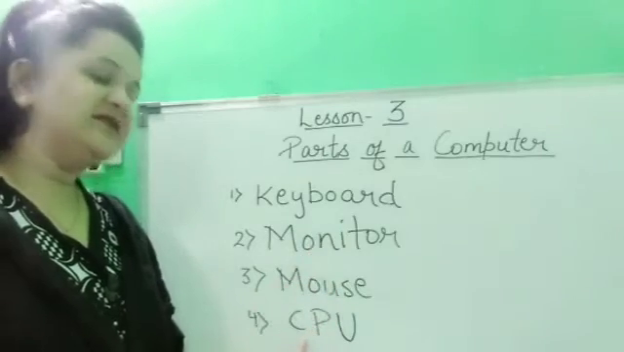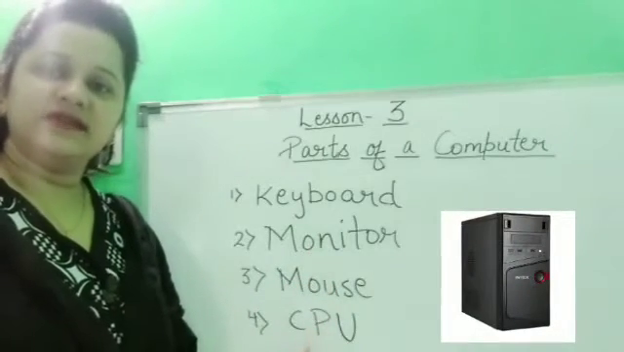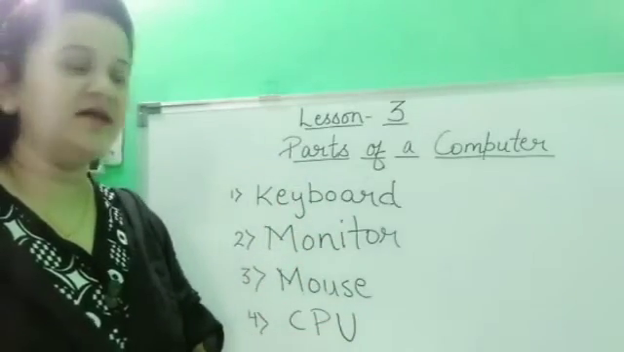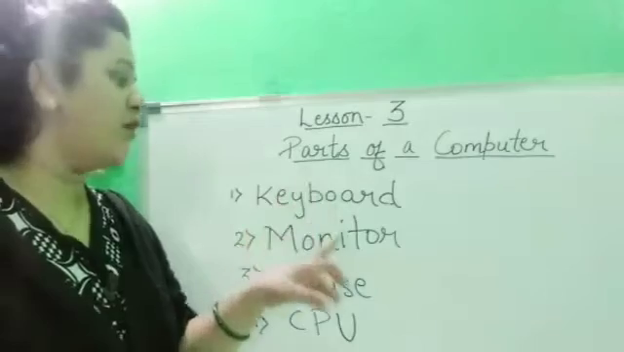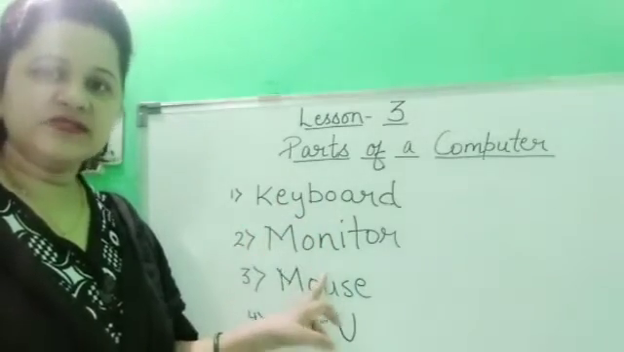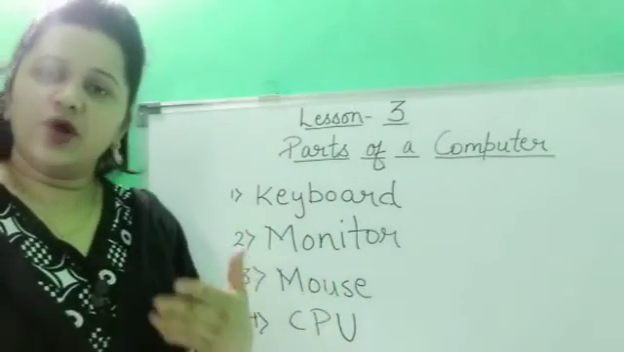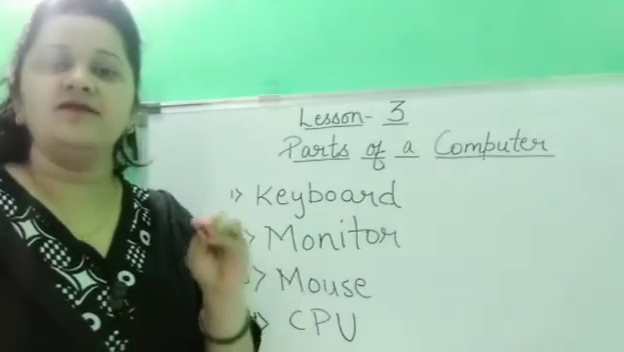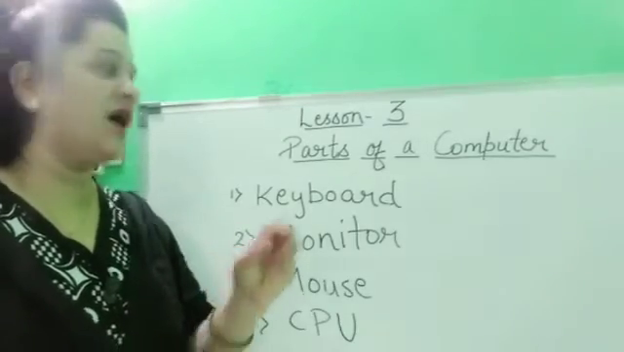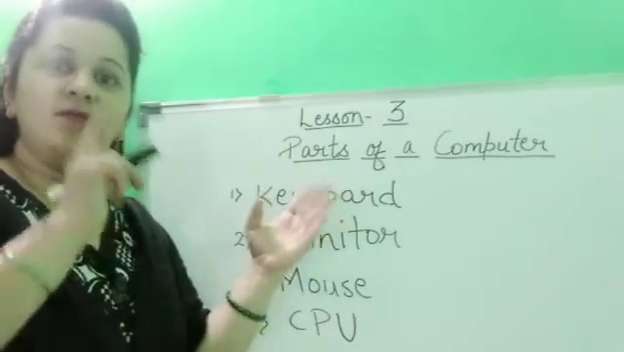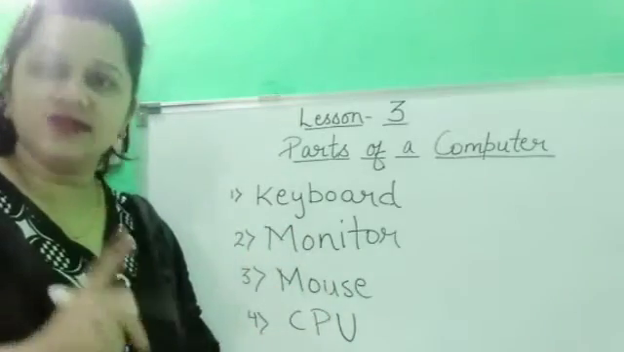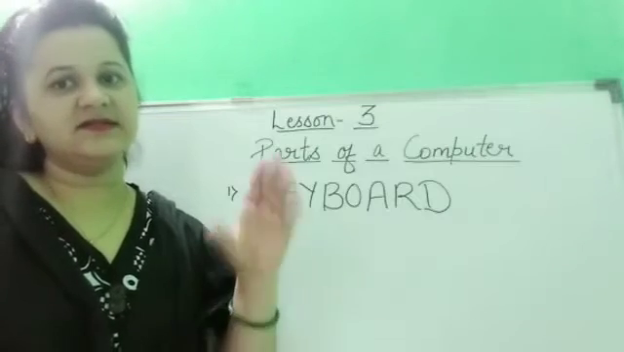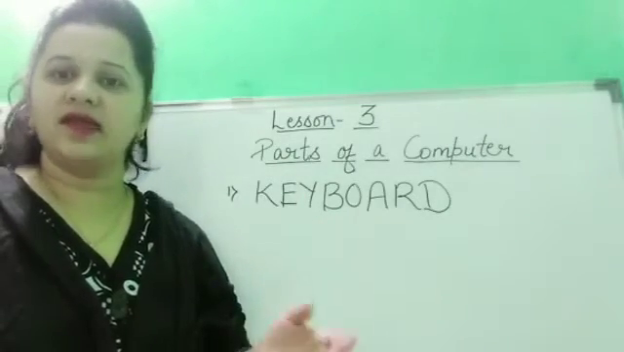Now what is the next part? C-P-U, CPU. So children, the different parts of a computer are keyboard, monitor, mouse, CPU. Although a computer has many additional parts, the four main parts of a computer are these: keyboard, monitor, mouse and CPU. Okay children, so now let's discuss the different parts of a computer one by one in detail.